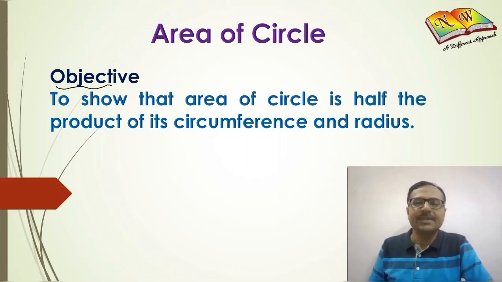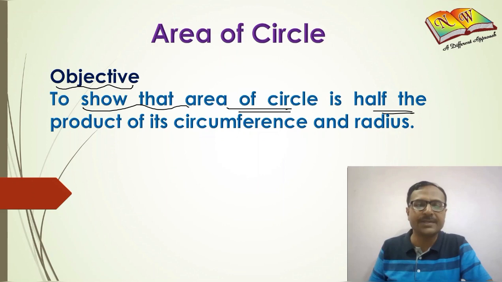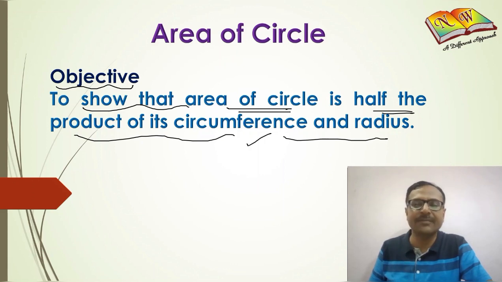The objective of this activity is to show that the area of a circle is half the product of its circumference and its radius. So we need to understand what the circumference is, and according to that we will derive the formula for the area of a circle.